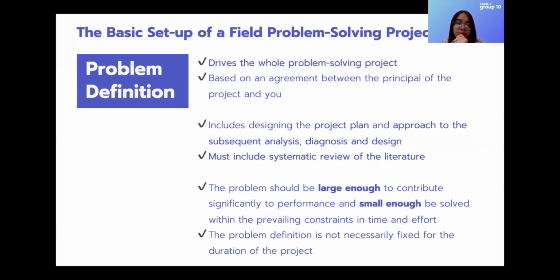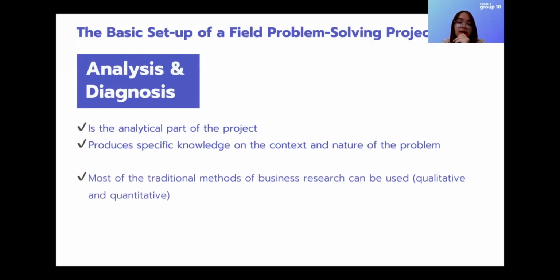For the problem statement, the problem should be large enough to contribute significantly to the performance and small enough to be solved within the prevailing constraints in time and effort. And the problem is not necessarily fixed for the duration of the project. Now the second step is the analysis and diagnosis step. This is the analytical part of the project, which produces specific knowledge on the context and nature of the problem. For this step, most of the traditional methods of business research, such as qualitative and quantitative research, can be used.